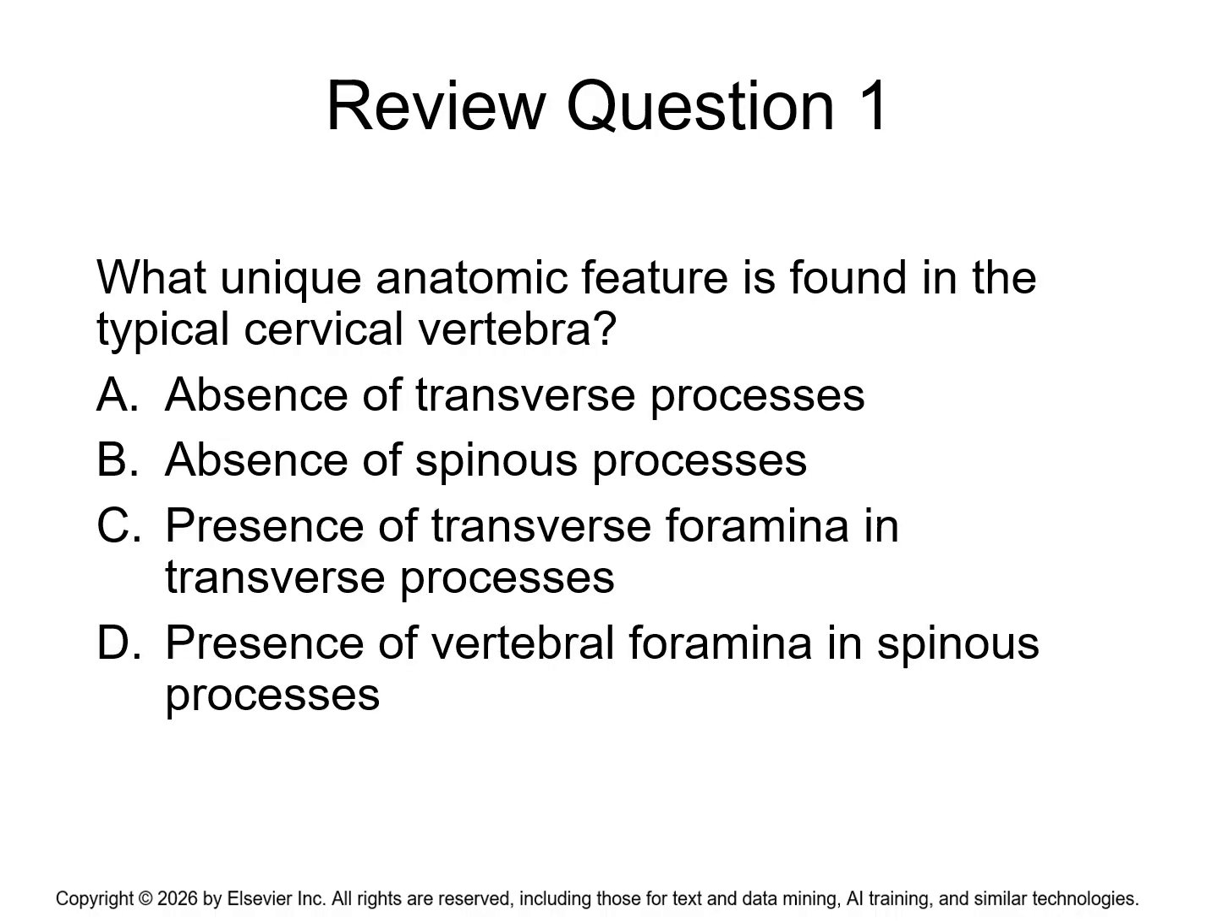So, what unique anatomic feature is found in the typical cervical vertebra? Here's your question. Hopefully you can answer that without actually looking at the answers. Absence of transverse process, no, they definitely have them. Absence of spinous process, we've got tiny ones on the majority of them. Presence of transverse foramina in transverse processes. There's your answer right there. We have some arteries and vessels that pass from your brain into your body through those transverse processes, and so that is the difference there.